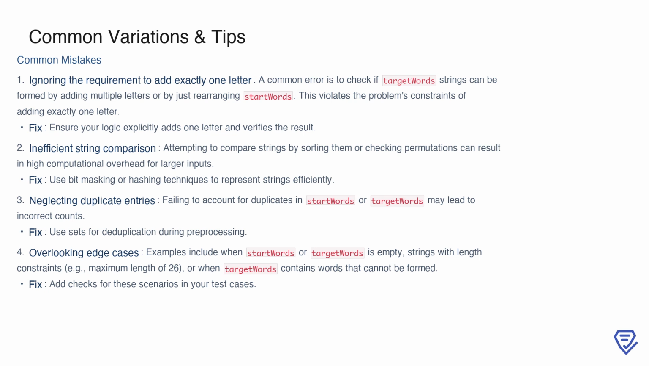Another frequent issue is inefficient string comparison. Sorting strings or checking permutations to compare them can become computationally expensive, especially with larger inputs. A better alternative is to use more efficient techniques, such as bit masking or hashing, to represent strings.